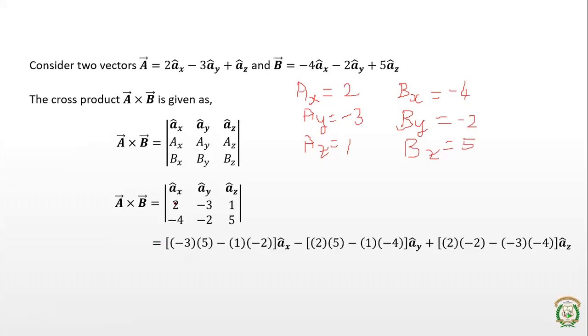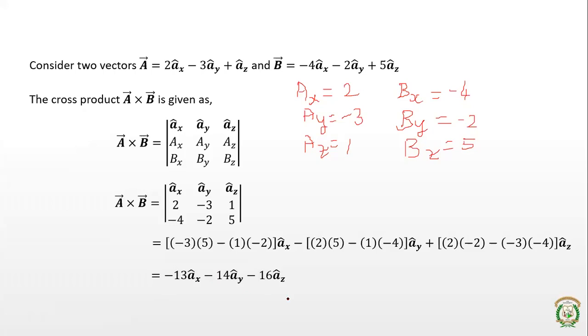So if you find the determinant, you will get it like this. Minus ax into minus 3 into 5 minus 1 into minus 2, ay into 2 into 5 minus 1 into minus 4, az into 2 into minus 2 minus 3 into minus 4. So if you simplify, you will get this: minus 13ax minus 14ay minus 16az. So that means it has a particular magnitude and direction.